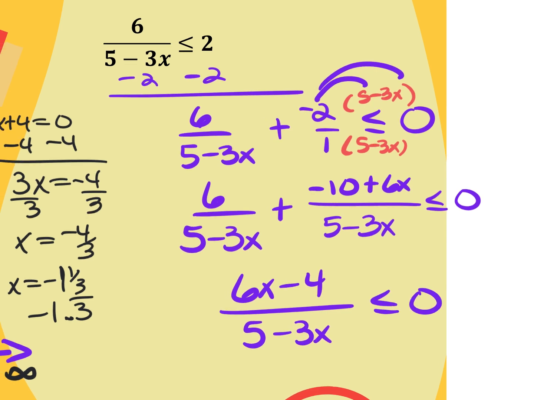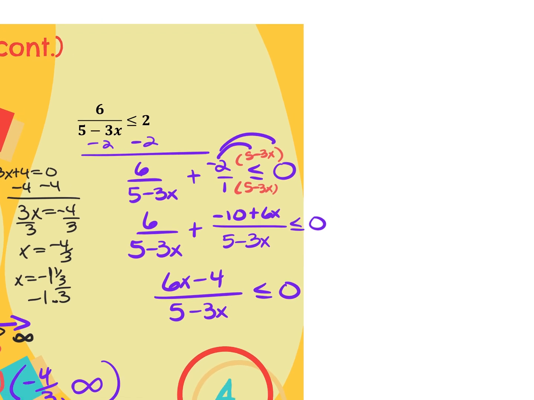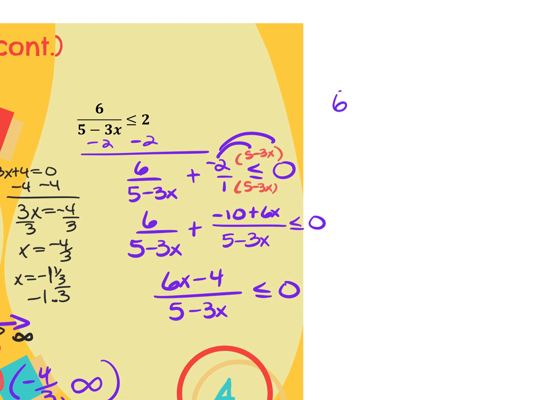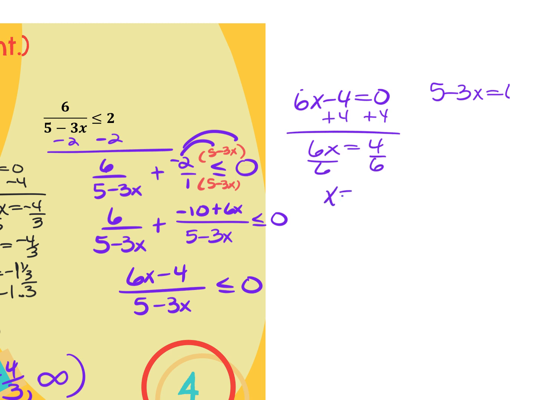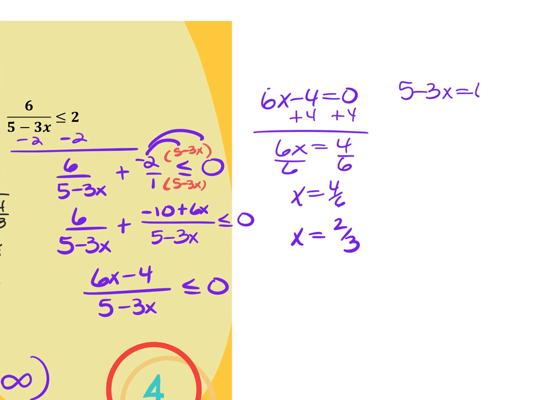Now set the numerator equal to 0 and the denominator. So 6x minus 4 equals 0. And then the denominator 5 minus 3x equals 0. Add the 4. 6x equals 4. Divide by 6. X equals 4 over 6, which simplifies to 2/3. Over here, I'm just going to add the 3x.